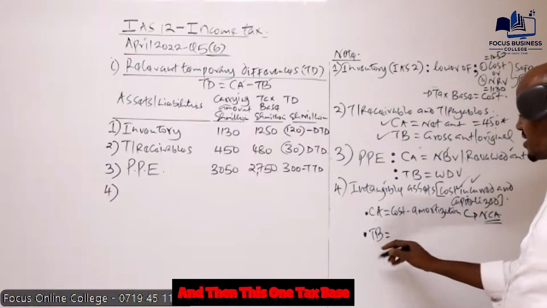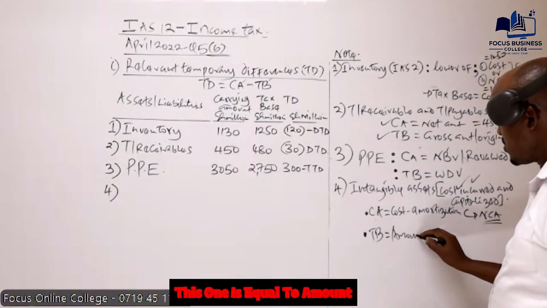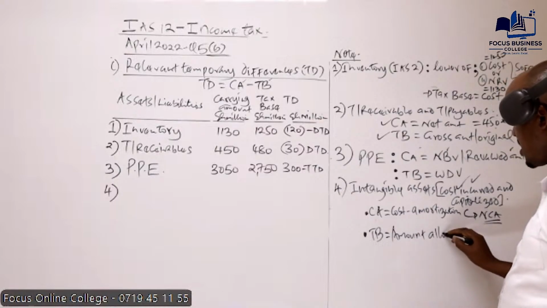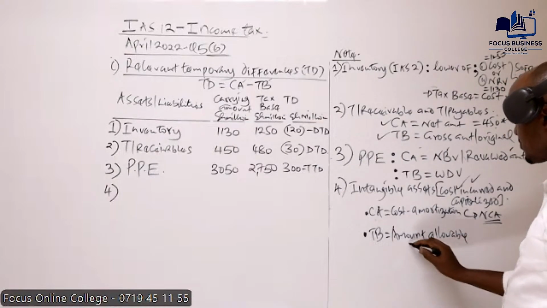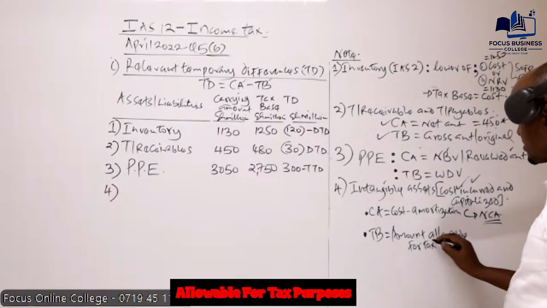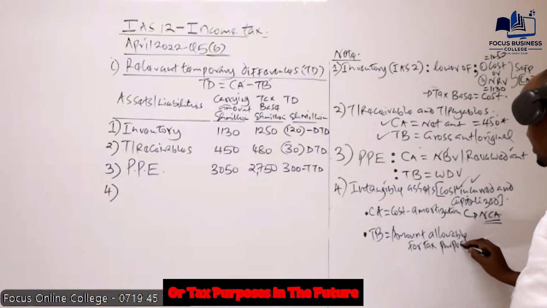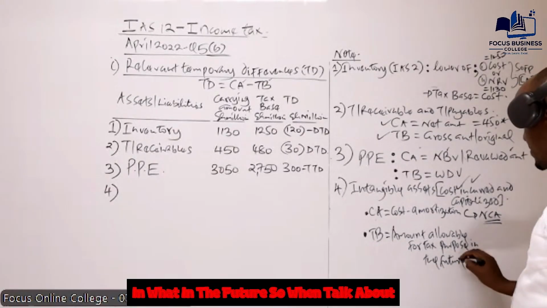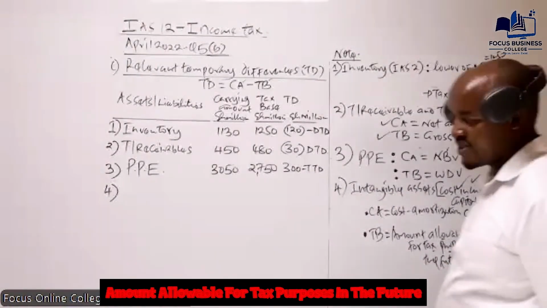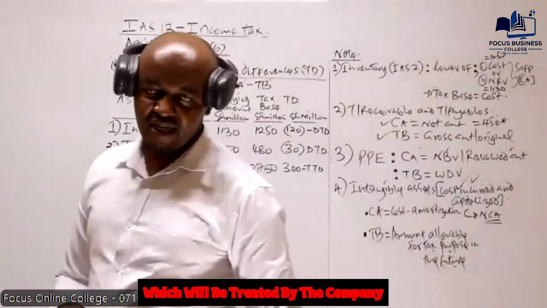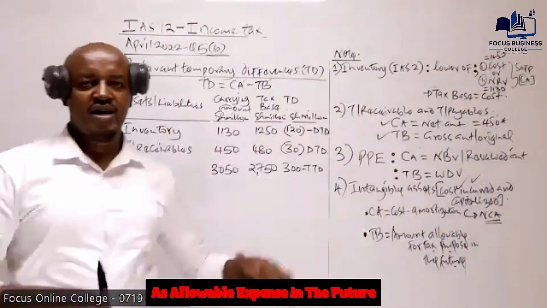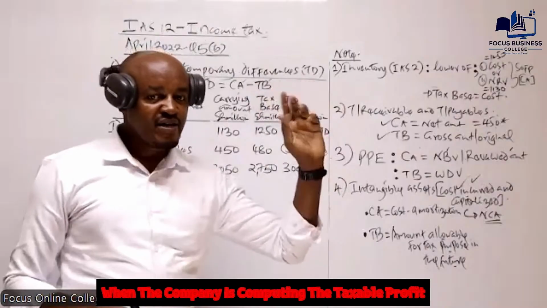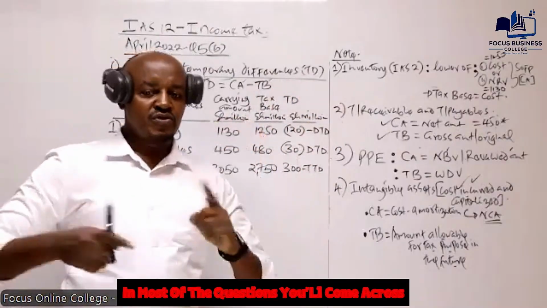And then the tax base is equal to the amount allowable for tax purposes in the future. When we talk about the amount allowable for tax purposes in the future, we are referring to the amount which will be treated as the company's allowable expense in the future. How much amount will be deducted from the total incomes of this company in the future when the company is computing the taxable profit?